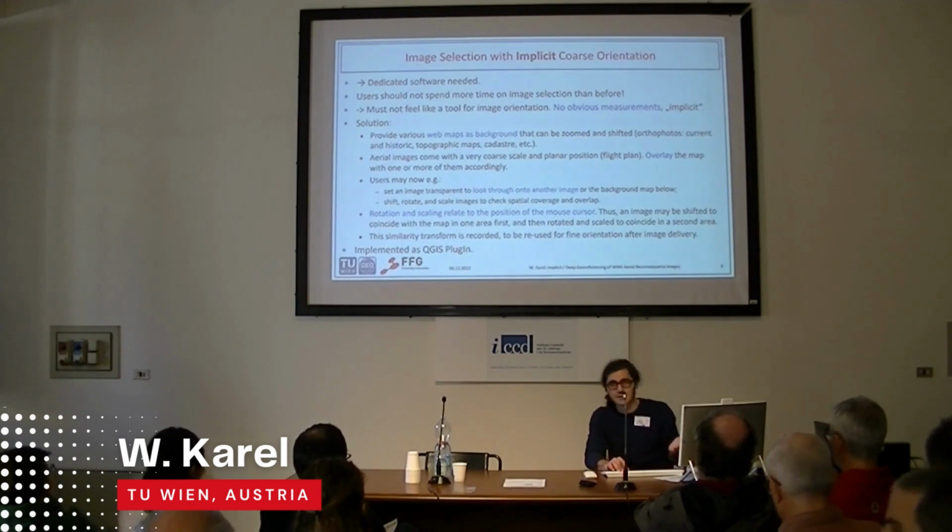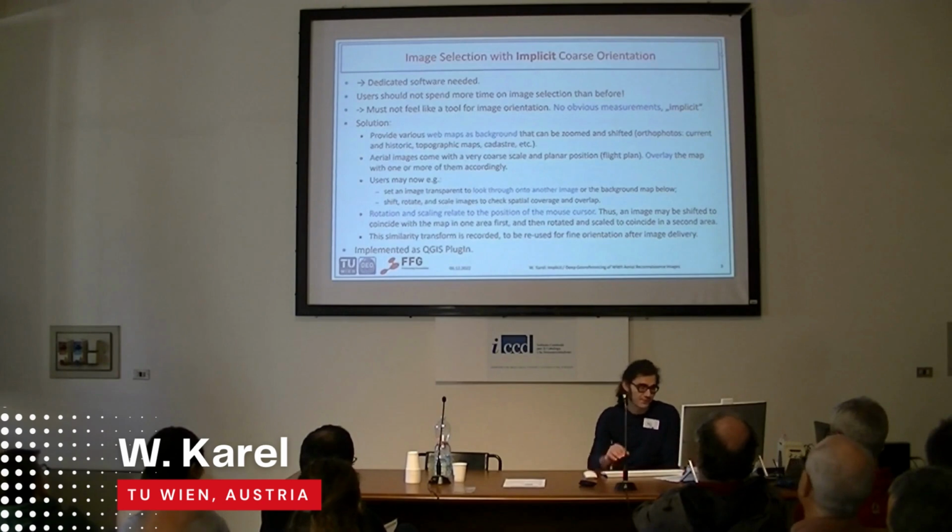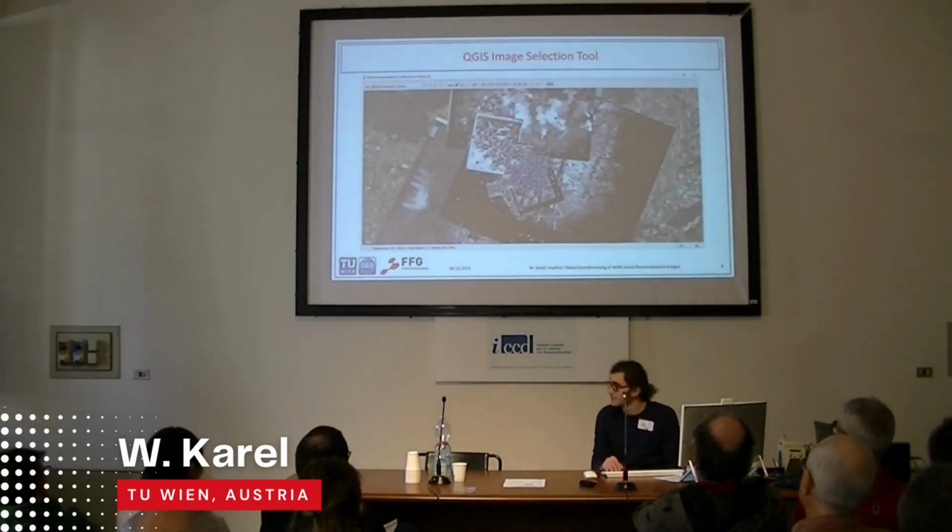Of course this transform is recorded, which is only a 2D similarity transform, more or less adequate for nadir images on more or less planar land. And of course we aim at reusing that. So that is the interface I talked about as a QGIS plugin.